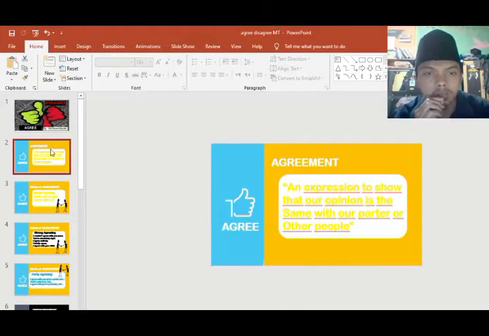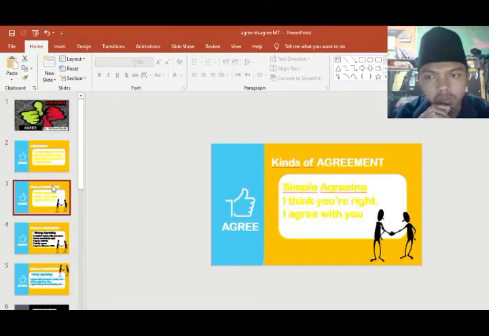Agreement. What is agreement? Agreement is an expression to show that our opinion is the same with our partner or other people. That's quite simple. Okay, that's agreement. Then, kinds of agreement. First, there is simple agreement, or simple agreeing.